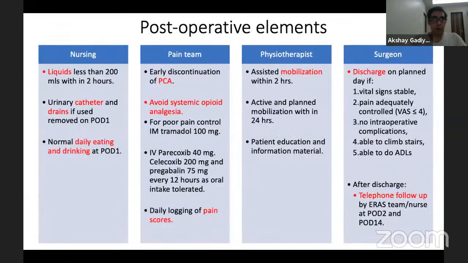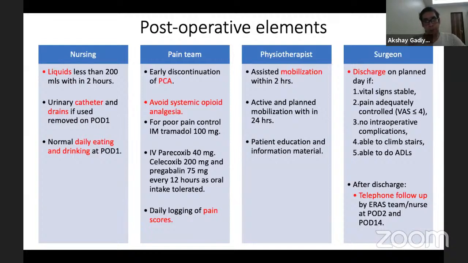In the post-operative period, patients are allowed to consume liquids within 2 hours. Now, this is something which was new to me when I went to Nottingham. I observed this, which is followed quite frequently there. Catheters are hardly used, but whenever they are used, they are usually removed on post-op day 1. And patients are allowed to have normal daily eating and drinking from day 1.